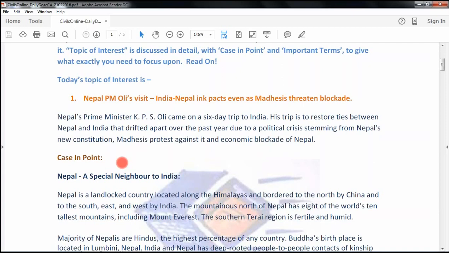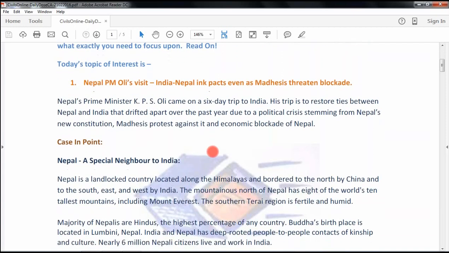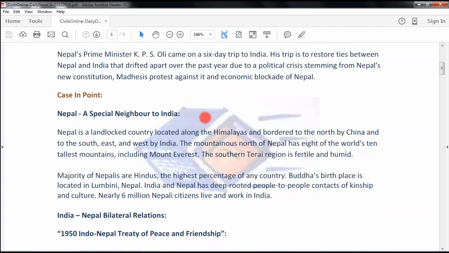Let's look at the case in point, the background of this issue. So what we need to know from civil's point of view: how Nepal is a special neighbor to India, what are the Nepal and India's relations since history, and what are the reasons for the present crisis in Nepal and crisis in India-Nepal relations as well. What is the constitutional crisis in Nepal, what Madheshis are demanding, what is the way forward, and India's hand in Nepal's democratic transformation, and not even in Nepal, for the whole of South Asia. So let's look at this case in point.